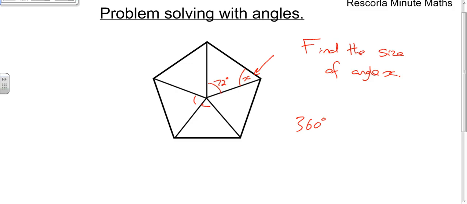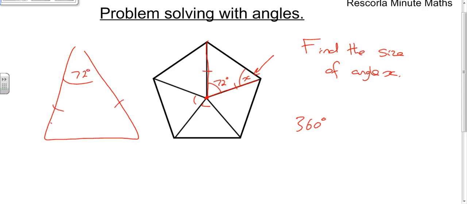Now what we've got here is an isosceles triangle, because this is the center point here, and this length will be the same. So imagine you've got yourself an isosceles triangle, and you know this here is 72 degrees. An isosceles triangle means that these two angles are going to be the same. Now we know that angles in a triangle add up to 180. So if we do 180 degrees take away 72 degrees, we're going to be left with 108 degrees.